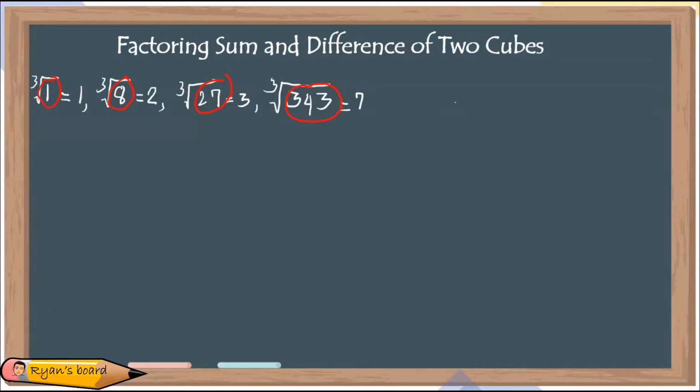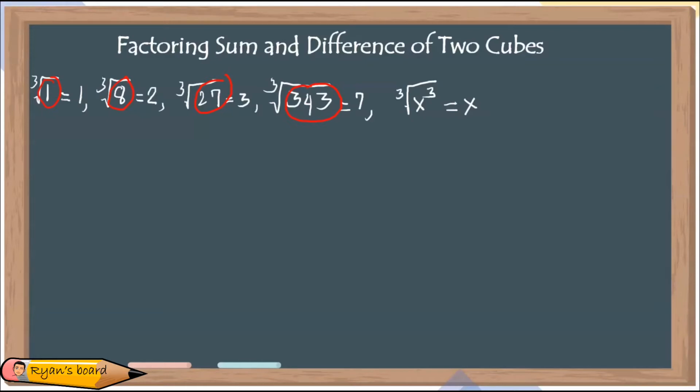Now, how about if you have variables? Let's say x cube. X cube is a perfect cube kasi ang cube root ng x cube ay x. Why? Kasi x times x squared times x is x cube. You simply add the exponents.